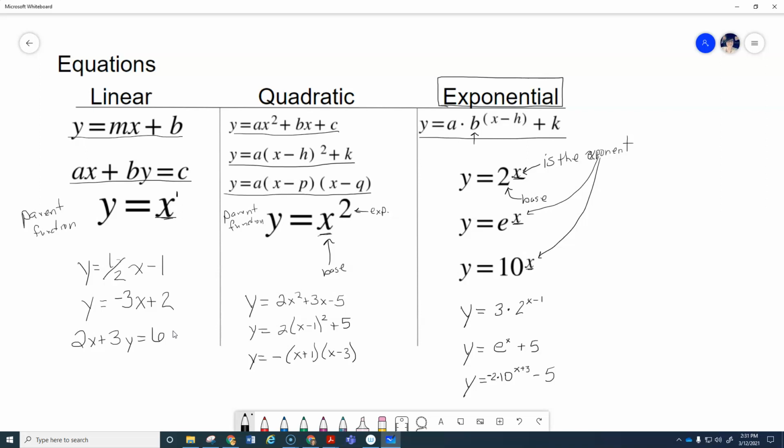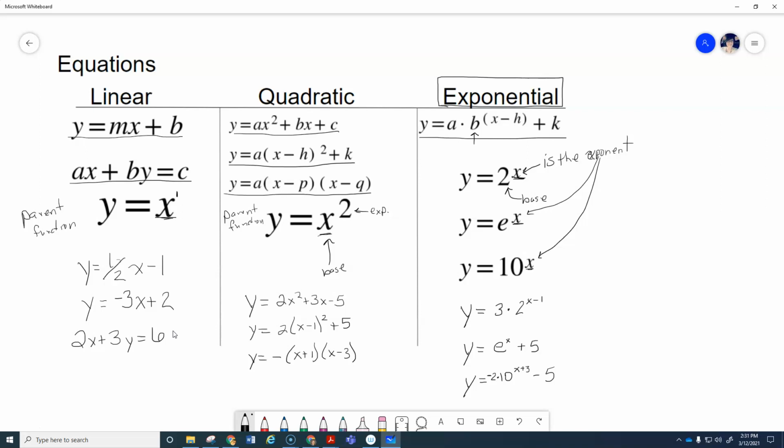Here's some examples of some of these problems right here, these parent functions that have some transformations on them. Y equals 3 times 2, the exponent right here is x minus 1. E raised to the x, and e is a number like pi. We'll talk about that as we learn about it, but that is a number raised to the exponent, and then with the transformation shifting up 5. And then here we've got a whole bunch of transformations. You got the reflection, you got the stretch, you got the shifting.